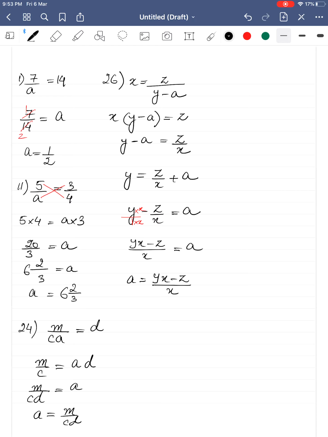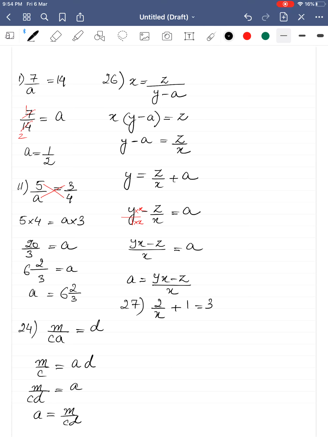Alright, let us try the questions. Now question 27 onwards, we have to make x the subject of formula. Let's try question number 27. We have 2 divided by x plus 1 is equal to 3.